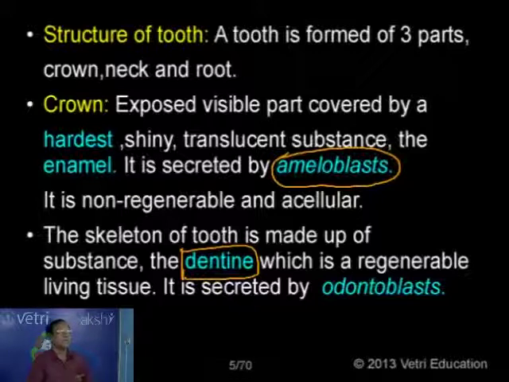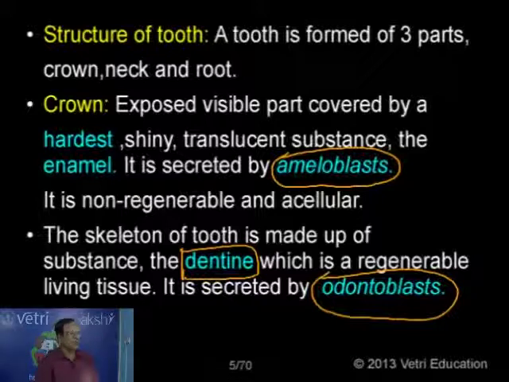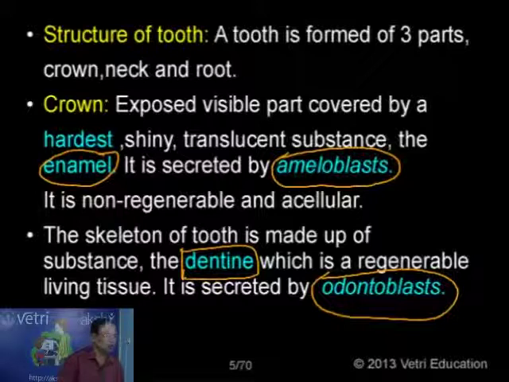It is secreted by cells called odontoblasts. The name of the cells which secrete dentine is odontoblast. The name of the cells which secrete enamel is ameloblast. Don't forget, enamel is actually a non-living structure and it cannot be regenerated, whereas dentine is normally cellular, a living tissue, and normally it can be regenerated.